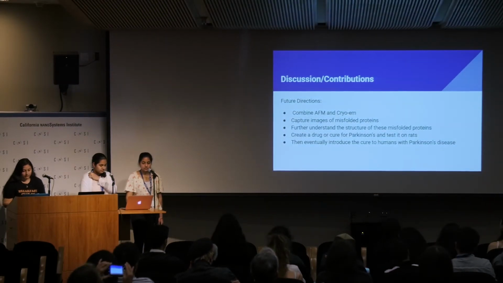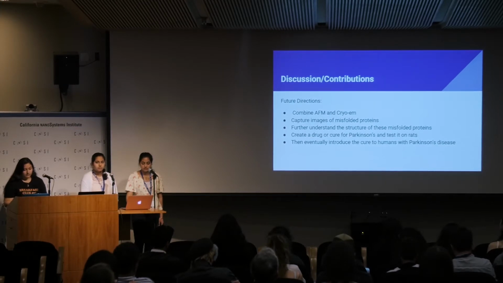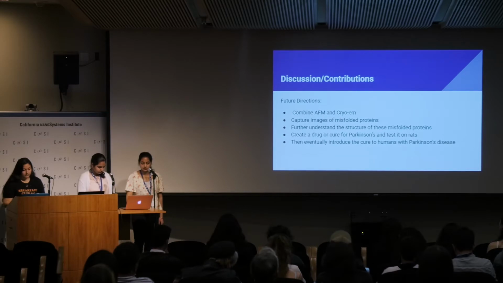In conclusion, in order to try a new perspective for the study of Parkinson's disease, our proposal suggests that the combination of the atomic force microscope and the cryo-electron microscope will be beneficial to capture a high-resolution image of the protein right before it starts to misfold. This will allow scientists to further enhance their understanding of the misfolded proteins that are responsible for Parkinson's disease and possibly create a drug or an antibody in the future to prevent the proteins from misfolding.